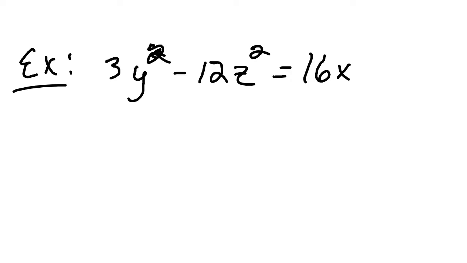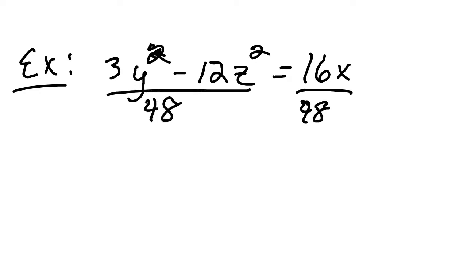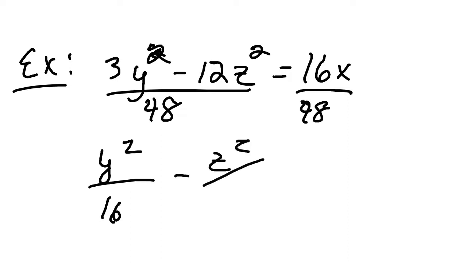The reality is I could divide everything through by the least common denominator, right? What would that be? 12 and 16, 48 works for that, and 48 works for all of them. So I could divide both sides by 48. If I divide each part by 48, this becomes y squared over 16 minus z squared over 4 equals x over 3, right?